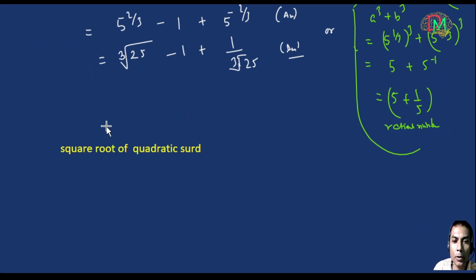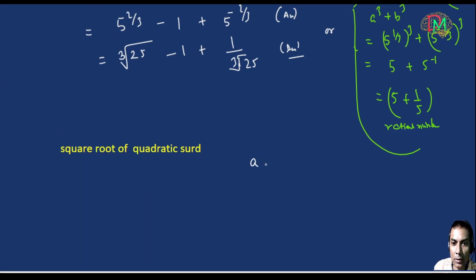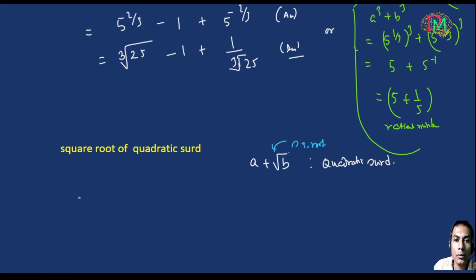Next we learn the square root of the quadratic surd. So quadratic surd means the surds that contain the square root. For example, a root b, since it contains the square root, this is an example of a quadratic surd. So how can you find out the square root of the quadratic surd?